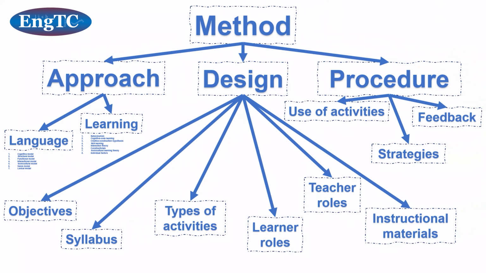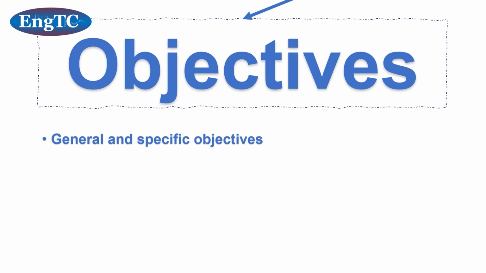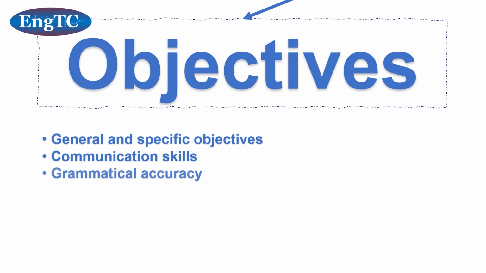Let's have a look at the level of design. Starting with the objectives, some methods set out to teach general communication skills and give greater priority to the ability to express oneself meaningfully and to make oneself understood, rather than to grammatical accuracy or perfect pronunciation.